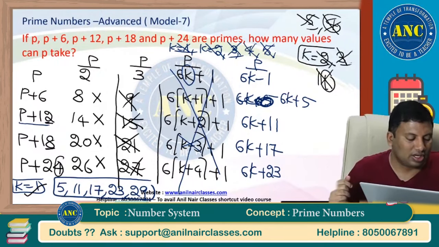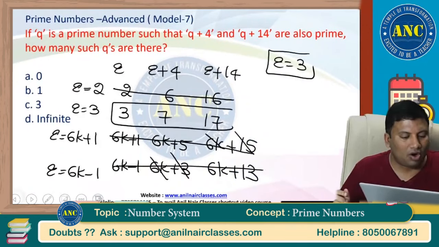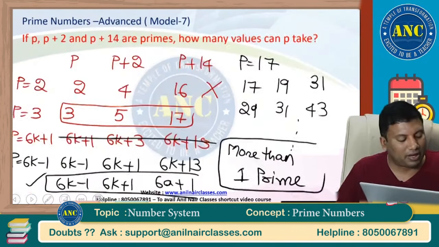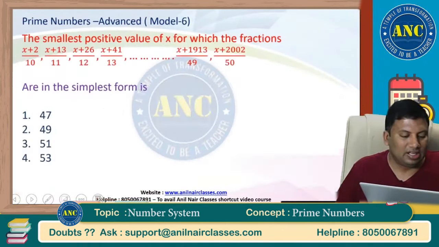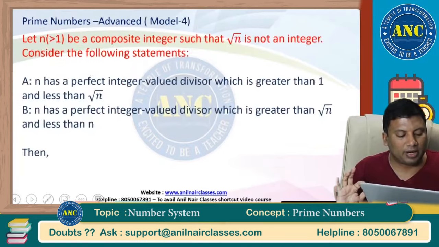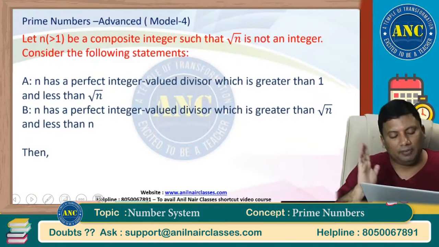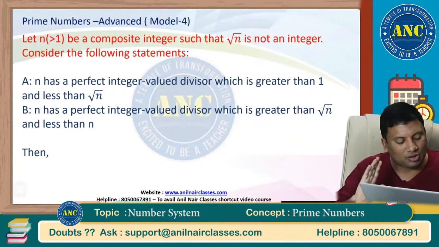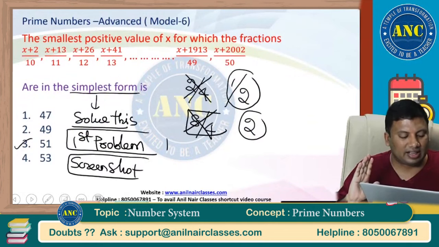So in this question, model number 7, all the questions use the fact that every prime number greater than 3 is of the form 6k plus or minus 1. First problem in the next session: how to check whether a number is a prime number or not. There will be factors less than root n and there will be factors greater than root n.